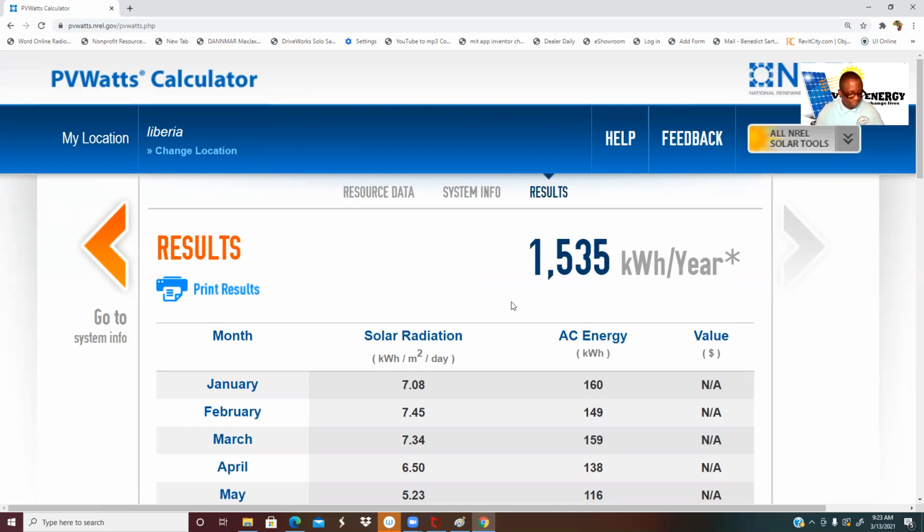1,535. That is our kilowatt hours using the meteorological data. So that's just 1,535 kilowatt hours per year. That's for Liberia on the international level.